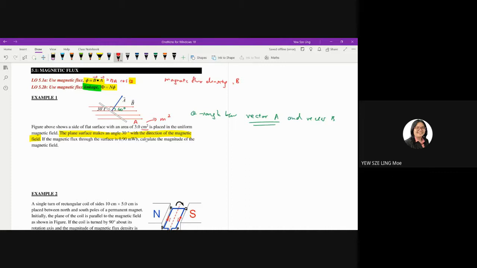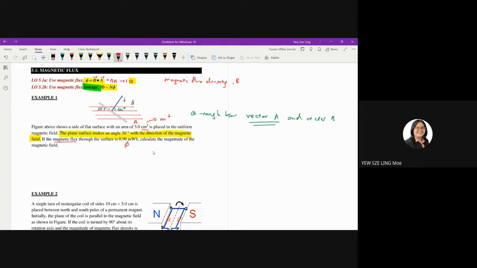You have the angle between plane and field, but in the calculations, what we want is the angle between vector A and B. If the question says magnetic flux through the surface area, then this is phi. If it says magnetic flux linkage, then you have to use the capital letter phi. What you have right here is just magnetic flux. So phi is 0.90 mWb. This m doesn't mean meter, it represents milli, milliweber. So calculate the magnitude of the magnetic field.